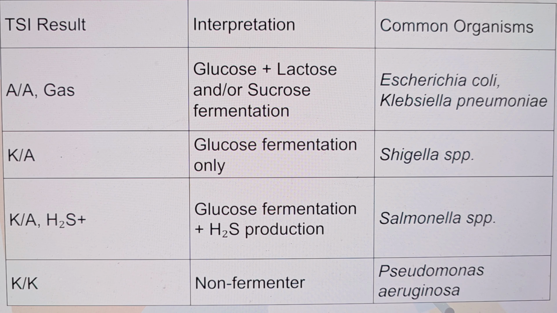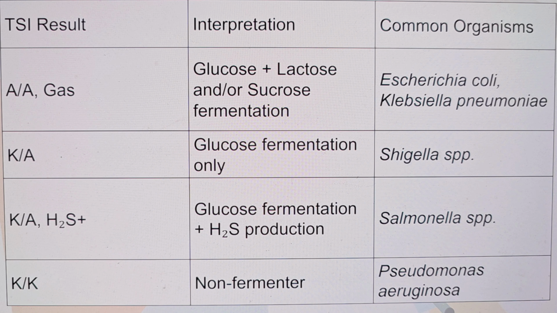Let us discuss the TSI result and its interpretation. A/A with gas mainly indicates glucose plus lactose or sucrose fermentation. Examples are Escherichia coli, Klebsiella pneumoniae. K/A reaction mainly indicates glucose fermentation only.